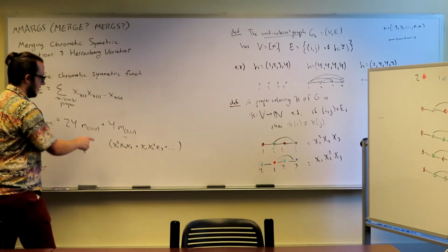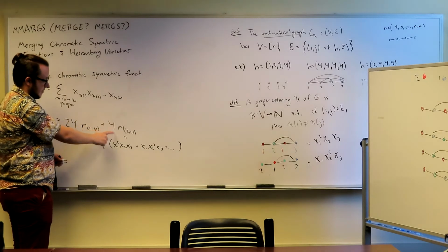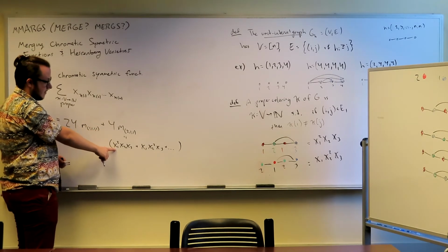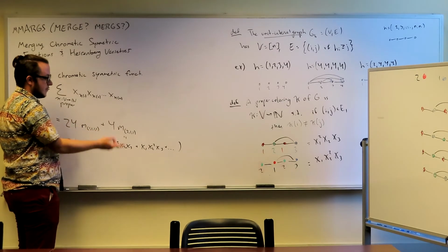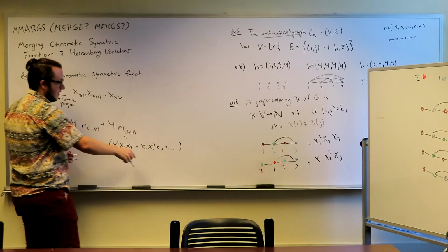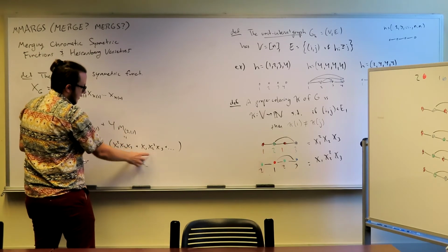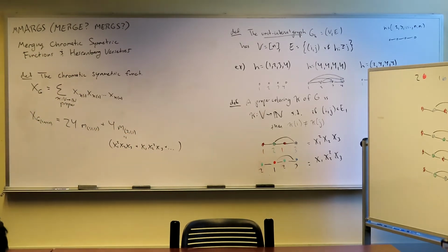And that is why we get a coefficient of 4 here, because that's corresponding to 4 of these monomial terms. Right, if I swapped the roles of color 1 and 2, I would get these 4 terms, but these are both included in the monomial symmetric function.